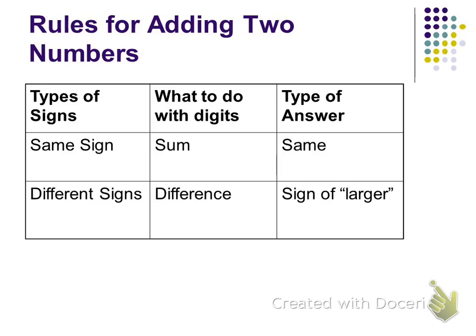So in your packet of notes, now you're jumping to the front of the second page. We're off the properties sheet. Now we're going straight to the rules for adding two numbers. If the signs are the same, you find the sum. Sum means add. Keep the sign the same as it was.